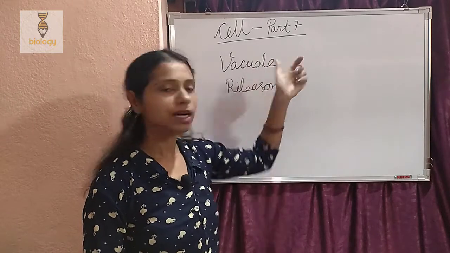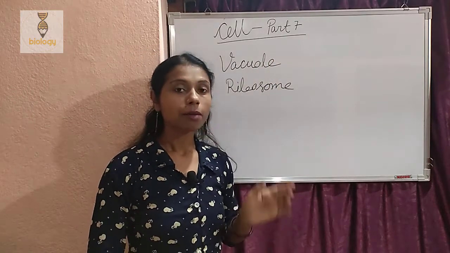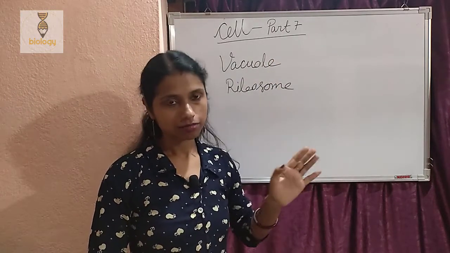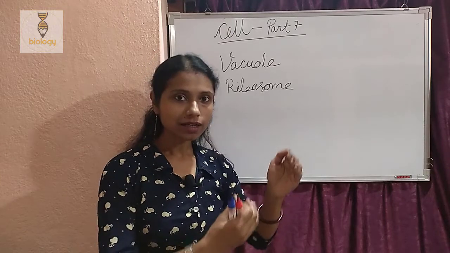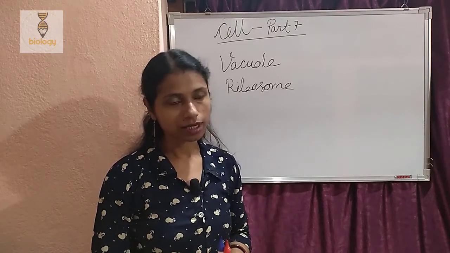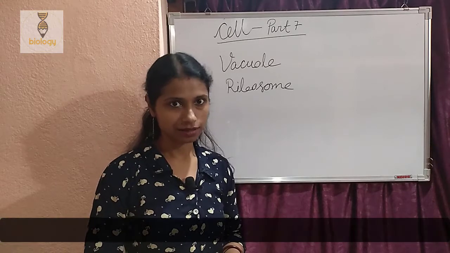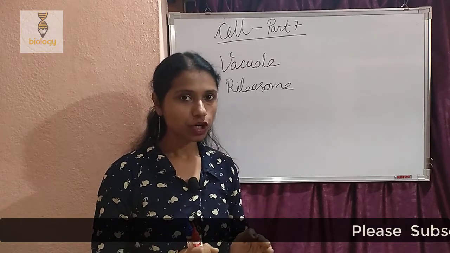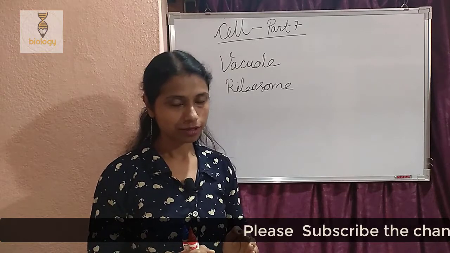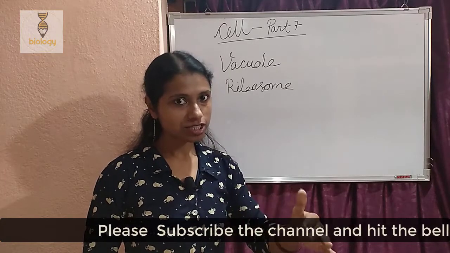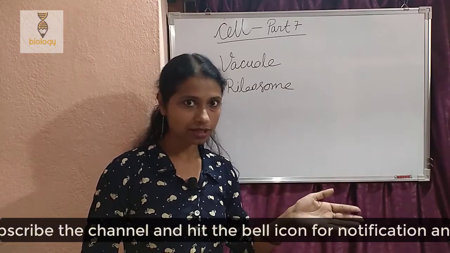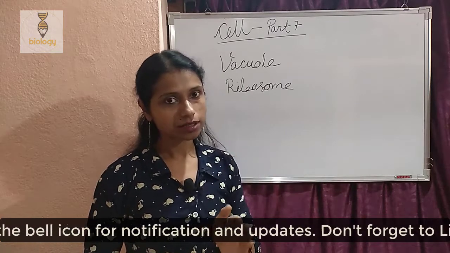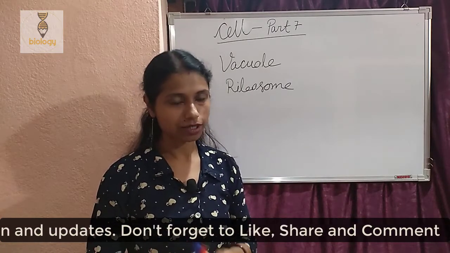As vacuole is there in the CBSE book also. But ribosome is not there, but you can use it. The other cell organelles I have discussed are common in CBSE and ICSE. So from today onwards I will join both the CBSE and ICSE parts. Whatever is extra in CBSE I will discuss separately, and whatever is extra in ICSE I will discuss separately.